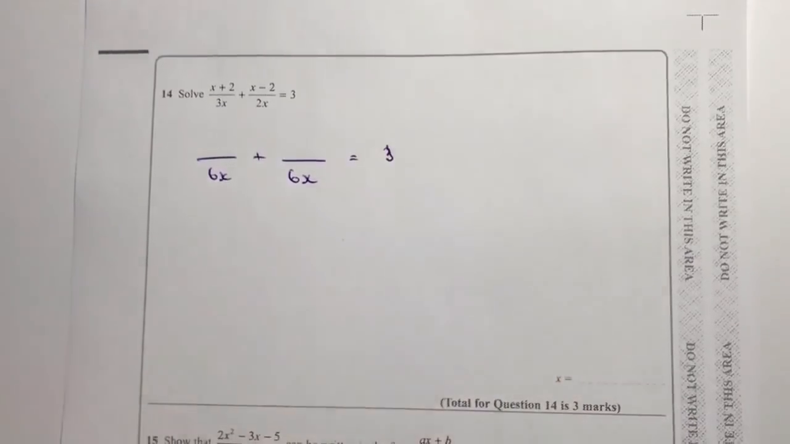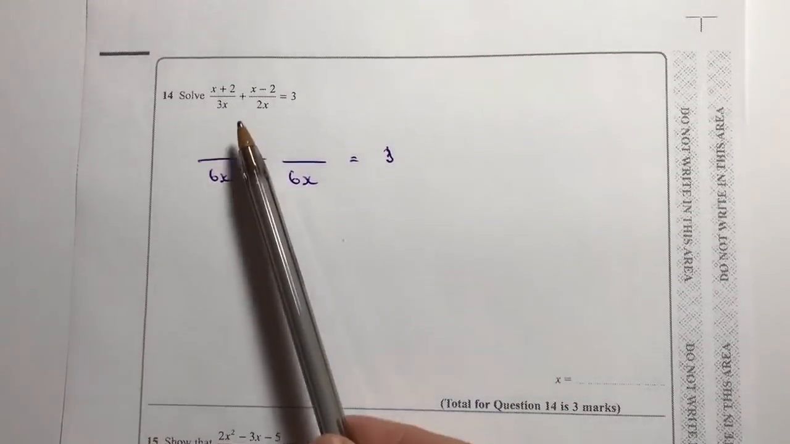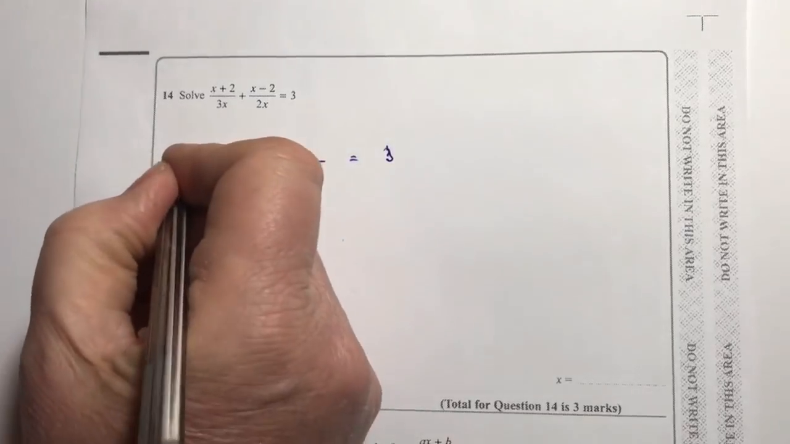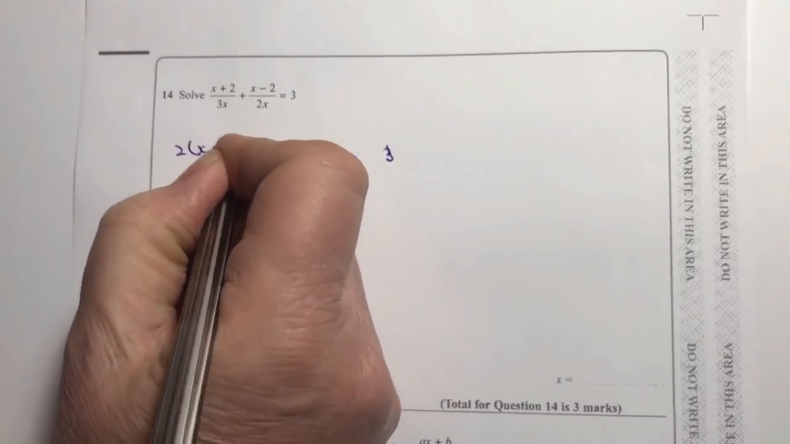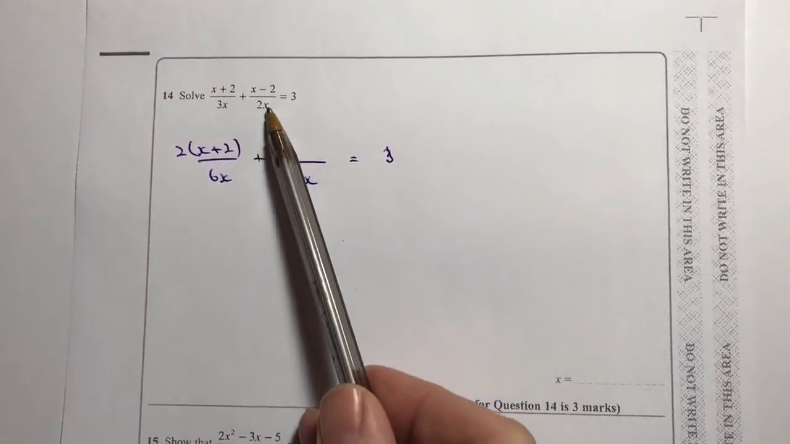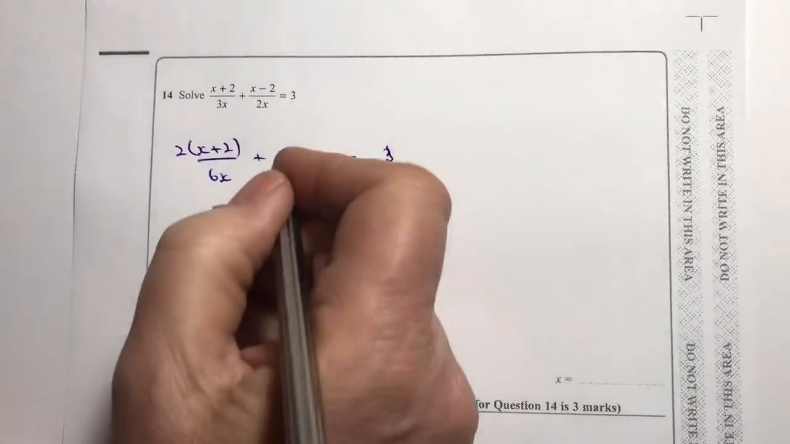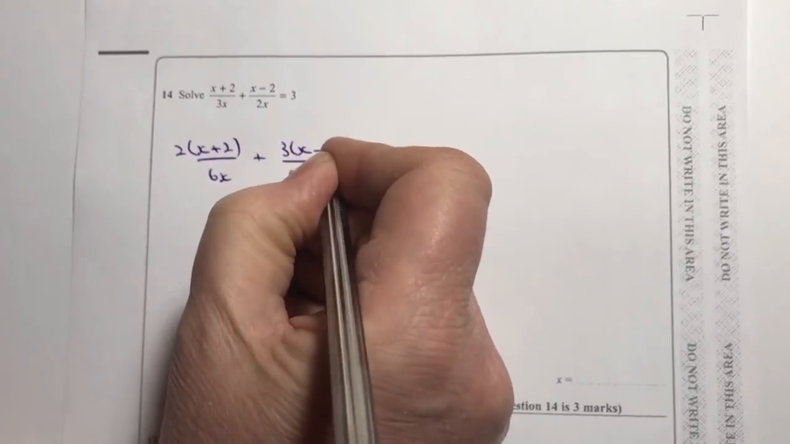That's 3 there. Okay, well the first thing is that what do I multiply 3x to get to 6x? I multiply it by 2. So the top is going to become 2x plus 2. Okay, what do I multiply 2x by to get 6x? It's going to be 3. So that's going to be 3 times x minus 2.